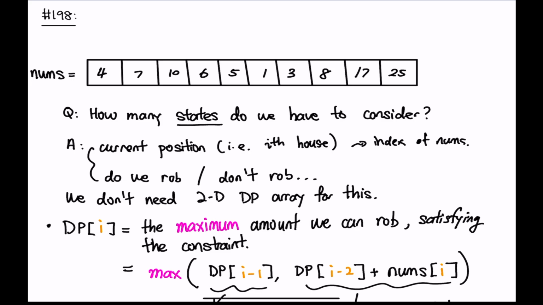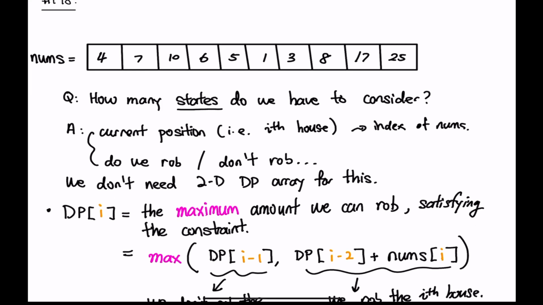Fortunately for us in this problem, because if you look at our second state, we only have a binary choice, right? We either rob or we don't. In this case, we can just have one for loop instead of two for loops to solve this problem. So that is a good thing for us. So what should be our DP? My definition of DP in this problem is that for DP of i, that means the maximum amount we can rob while satisfying the constraint that we cannot rob two adjacent houses. That's our definition. And in terms of mathematical notation, we will have something like this.